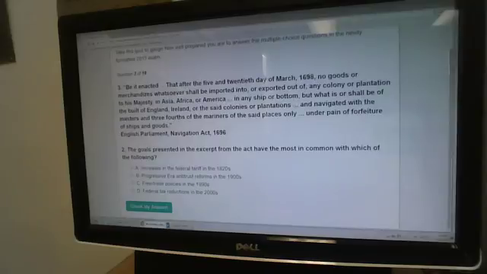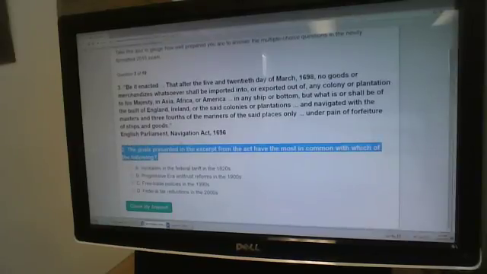Okay. The goals presented in the excerpt from the Act have the most in common with which of the following? So the goals. So what are, like, remember the goals? The goals are like trade with Great Britain, that kind of thing from the Navigation Acts from the excerpt. Have the most in common with increases of the federal tariff in the 1820s. Oh, poo, we haven't studied that.